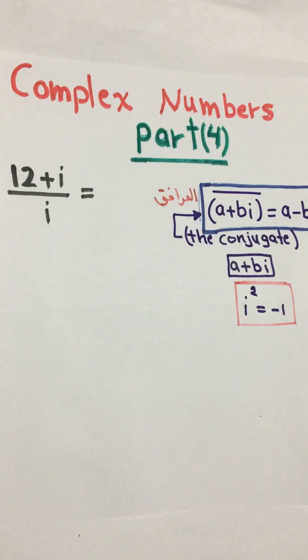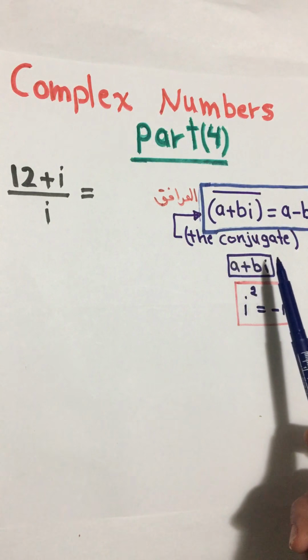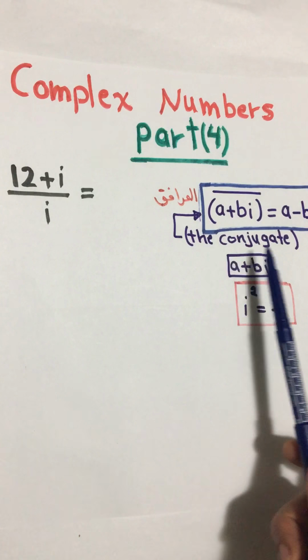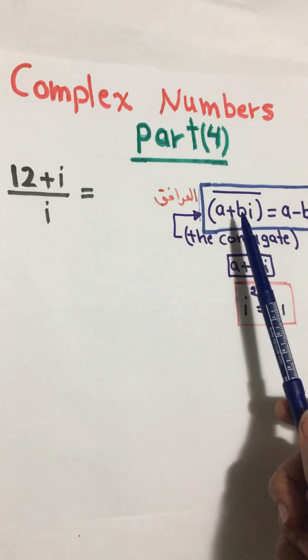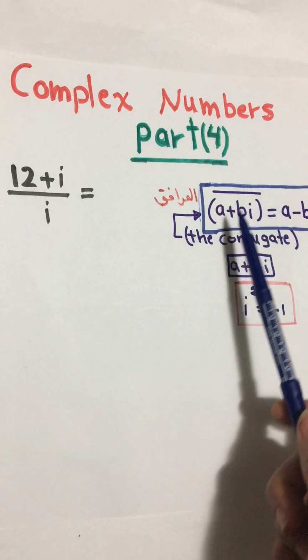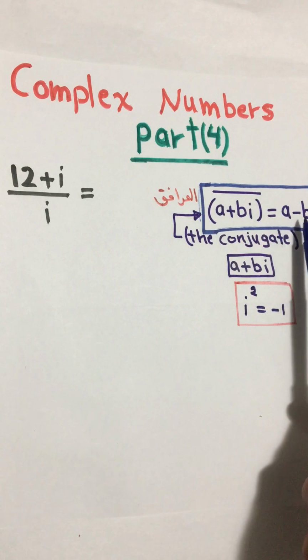Complex Numbers. Today we're going to explain the conjugate. The conjugate of the complex number a plus bi, written as a plus bi bar, is found by changing the positive sign to a negative, so it equals a minus bi.